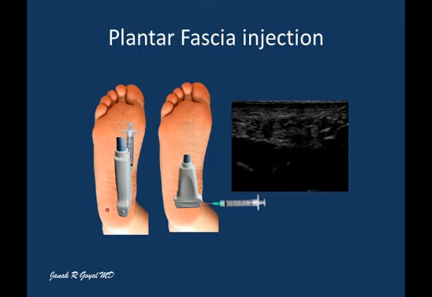Here is the positioning of the patient and placement of the transducer. Here is the long axis approach which I usually use for injection. Here you could use the short axis approach, and alternatively you could also use an approach from the proximal to distal, coming from the posterior aspect of the heel.